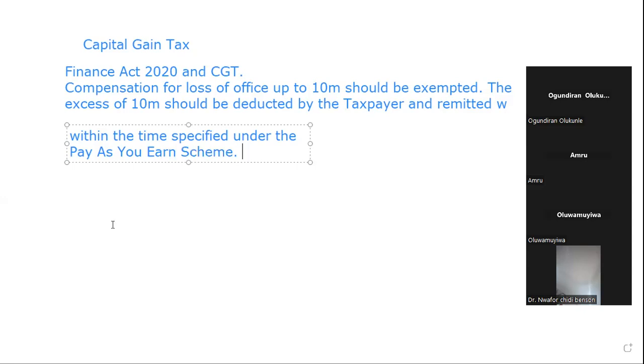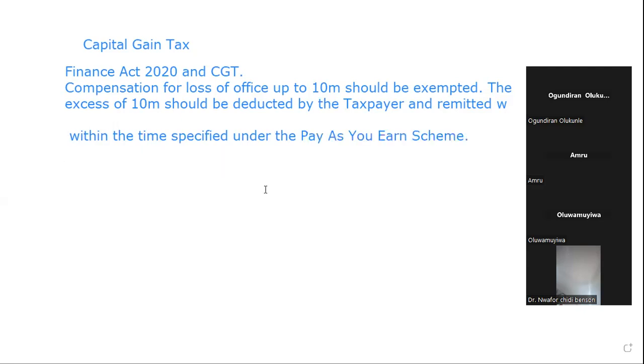So what this is basically saying is that at every point where you have, let's say you have compensation for loss of office that is 20 million, 10 million will be exempted, then capital gain tax should be computed on the balance of the 10 million, and then you remit the capital gain tax alongside when you remit your PAYE. Is that clear to everyone?